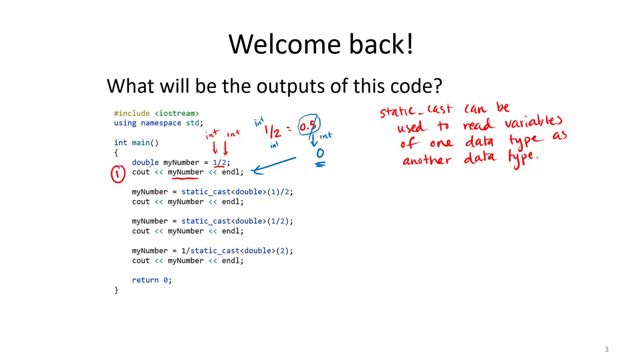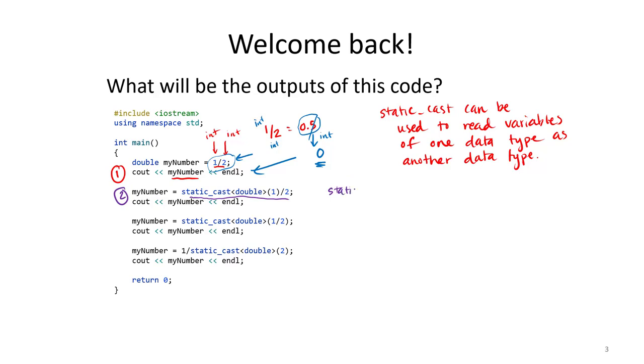So even though we had a double that we were trying to store my number in, because we divided two ints over here, that 1 divided by 2 became a 0 before we could store it in the double. Let's now take a look at our next line. So in the second group of statements, we say my number is equal to static cast double of 1 divided by 2.